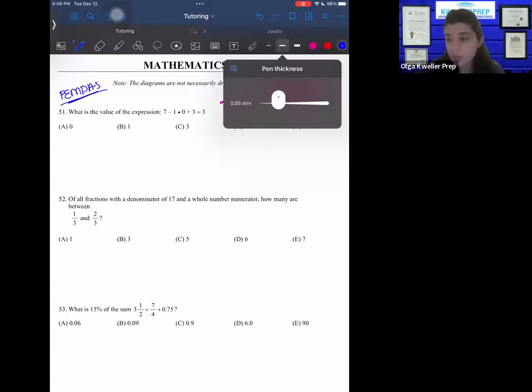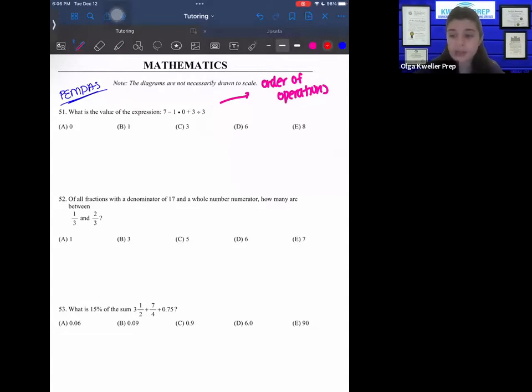Now, when we're reviewing this rule, it's important to remember that there's two caveats. With multiplication and division and addition and subtraction, you don't actually follow the order of PEMDAS. You just go from left to right. So if there's both multiplication and division, you just do whichever one comes first from left to right. You don't have to do multiplication first and division second. So that's a common mistake.